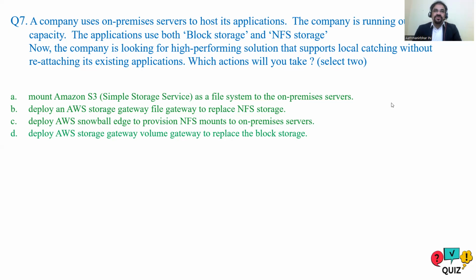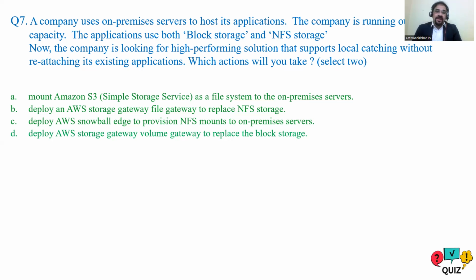So let us evaluate each of the answers so that we will be able to narrow down our choice. The first option, mount Amazon S3 as a file system to the on-premises servers. Let us try to understand how Amazon S3 works. First of all, Amazon S3 is an object storage. It cannot be used or mounted as a file system. What is a file system? Attaching like a drive C. Okay, so Amazon S3 cannot be attached as a file system. So as per our requirement, option A is ruled out. That will not work.